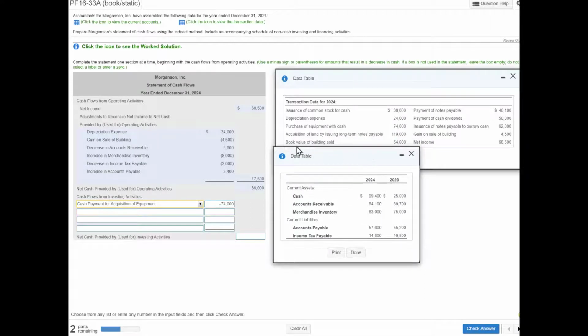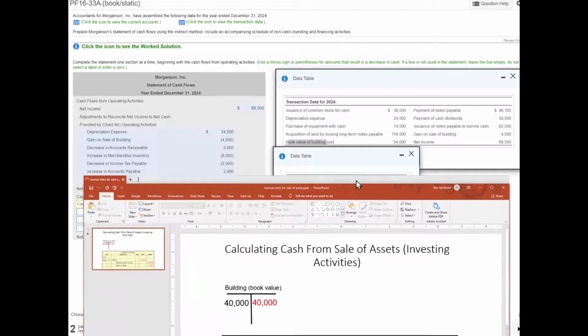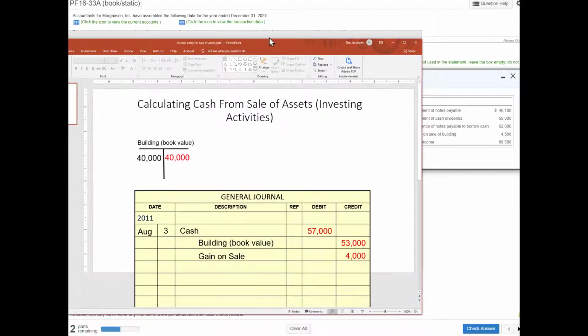Then we're going to go down to book value of the building sold. Notice it says the book value of the building. It's not necessarily saying we got $54,000 of cash. This is just the amount of book value that was removed from our books when we sold that building. So we have to calculate the cash we got. This is kind of like a logic problem. So let's review really quick from a PowerPoint slide. Calculating cash from the sale of an asset, in this case, a building.